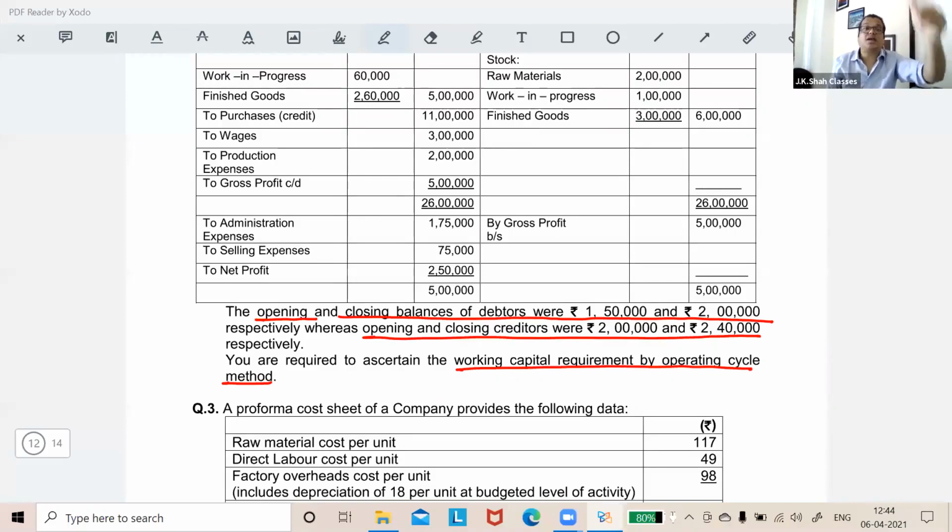This is working capital estimation by operating cost method, and that's what they want you to do. So how would you estimate working capital by operating cost? You will have to calculate two things. First, you have to calculate the operating cost, and also you have to calculate the duration.